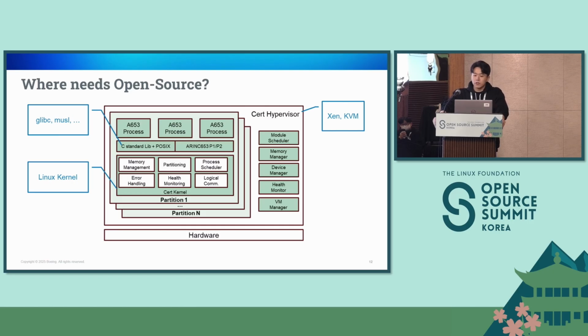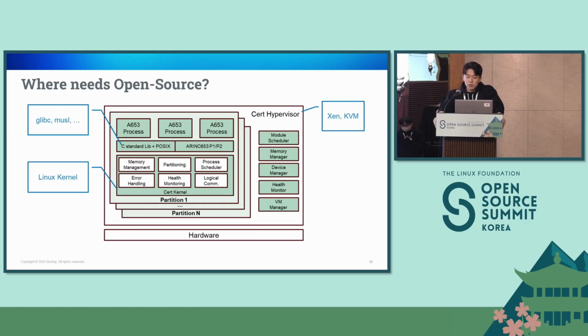Within each partition, a certified kernel is needed to manage the internal resources. For applications to run properly, the partition itself must be prepared to support process scheduling, error handling, and health monitoring. Additionally, to ensure robust applications, both inter-partition and intra-partition communication must be supported. We also believe that libraries should be provided to enable applications to operate using these features.